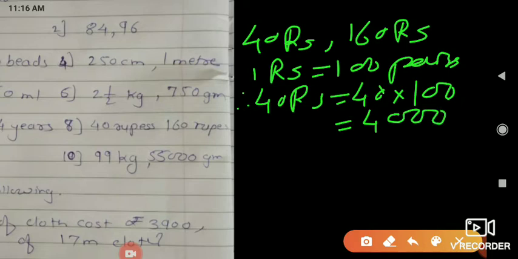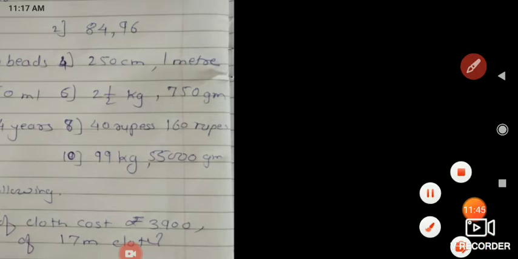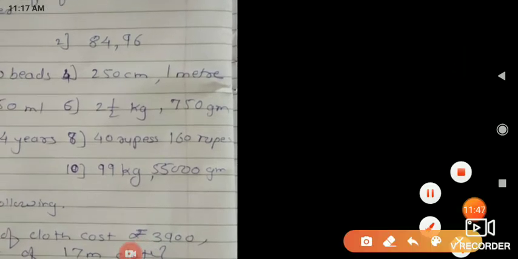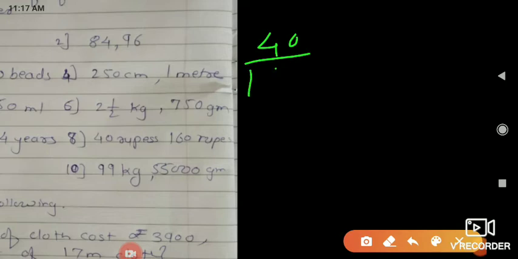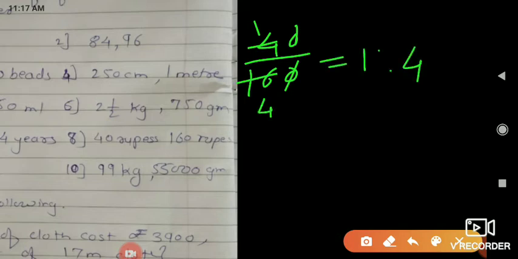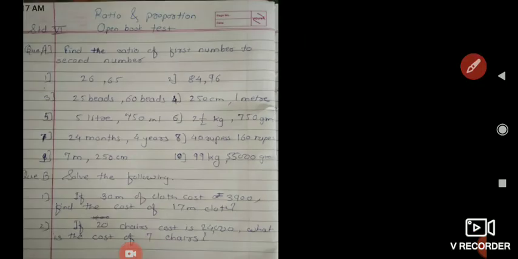Now let's find the ratio of 40 rupees to the 160. No, direct rupees are there, so not necessary. I thought that here paise is there. So directly you can just find the ratio 40 upon 160 rupees. So 0 gets cancelled with 0. 4 ones are 4 and 4 fours are 16. So the ratio is 1 is to 4. Ratio is 1 is to 4. Now the next question, that is question number 9.